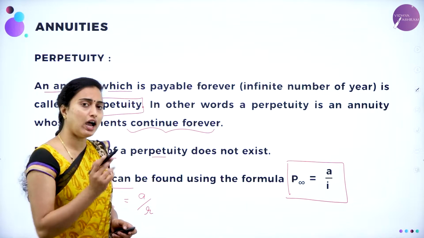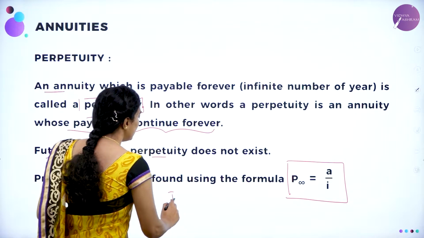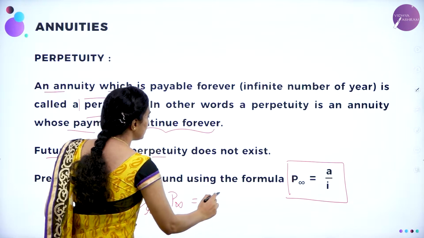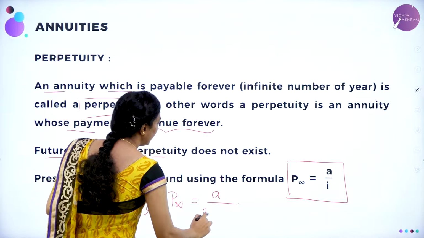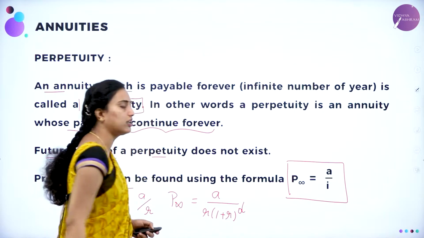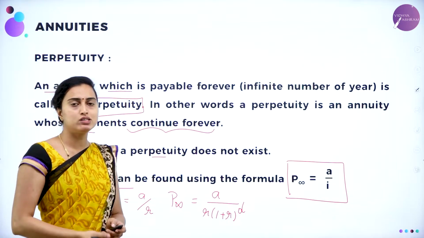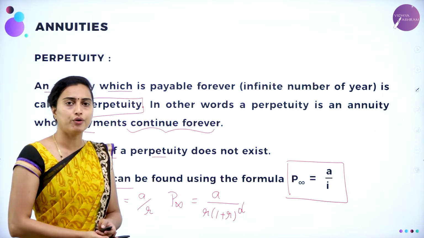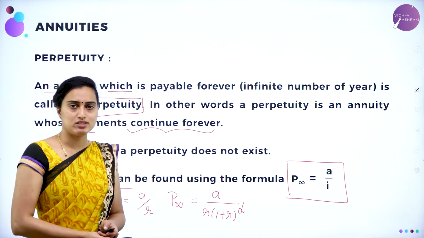And also you have one more formula, dear students, that is P infinity is equal to A divided by R into 1 plus R to the power of D if the deferred annuity is given. So this formula also you are going to use according to the question conditions.